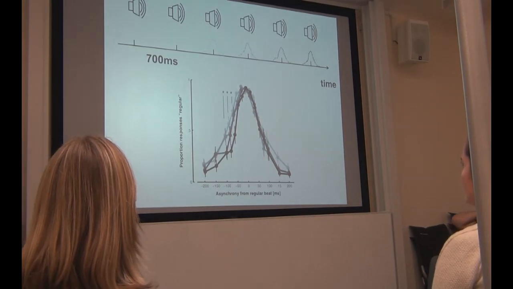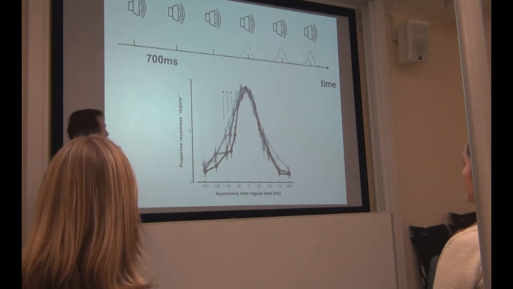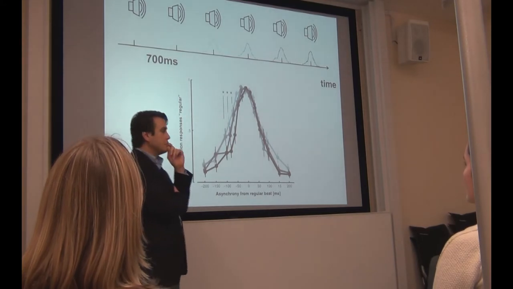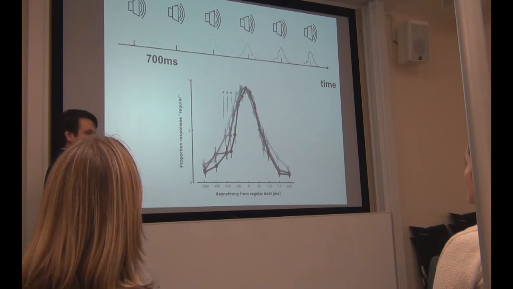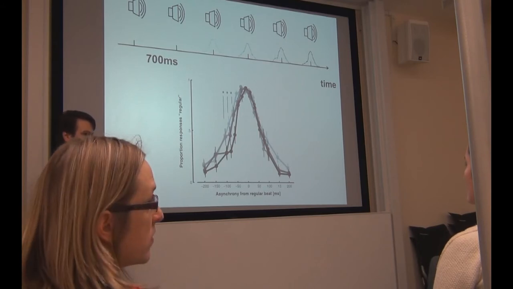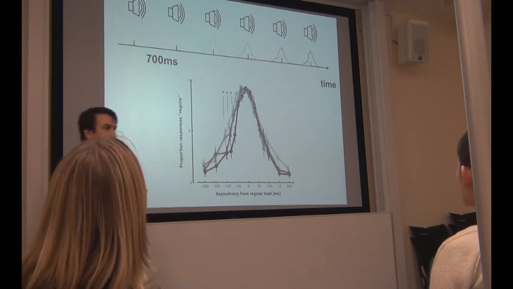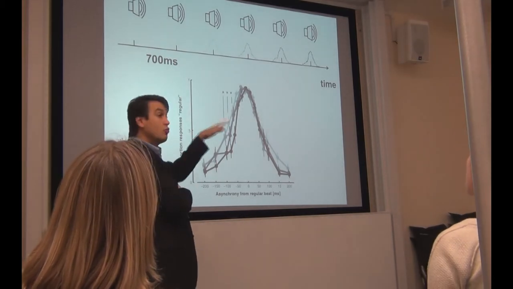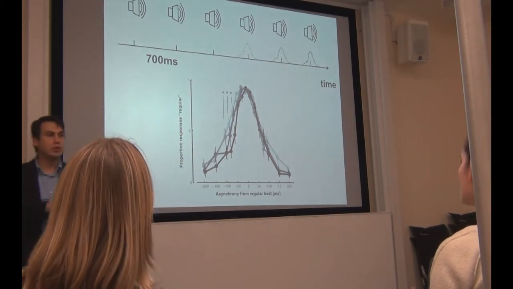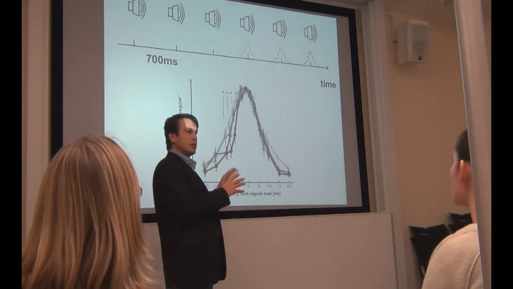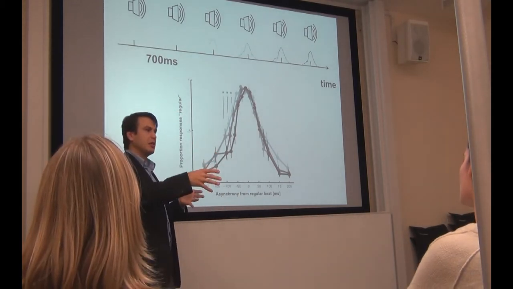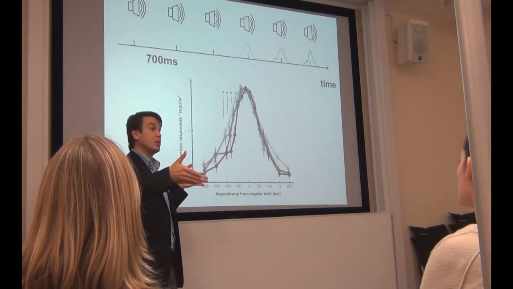Are these different subjects? This is 12 subjects, so it couldn't be that. I was just thinking, the one on the left, and then. Oh no, this is within one participant. In this experiment, we don't ask to judge something at the end. We just ask them to judge the whole sequence.